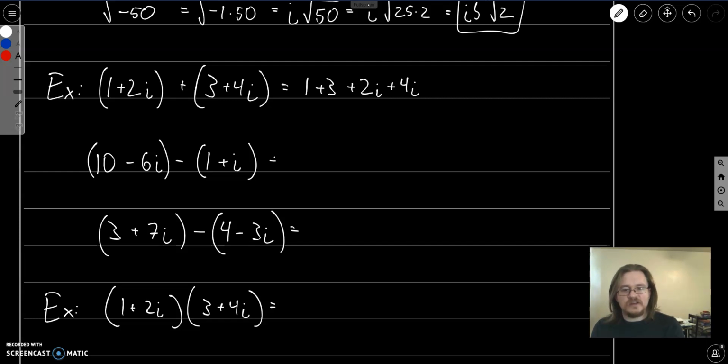And these guys are going to be complex numbers. So let's start adding these up. So 1 plus 3 is going to be 4. Okay, that's straightforward. 2i plus 4i. Well, if I have 2 i's plus 4 i's, that's going to be 6 i's.